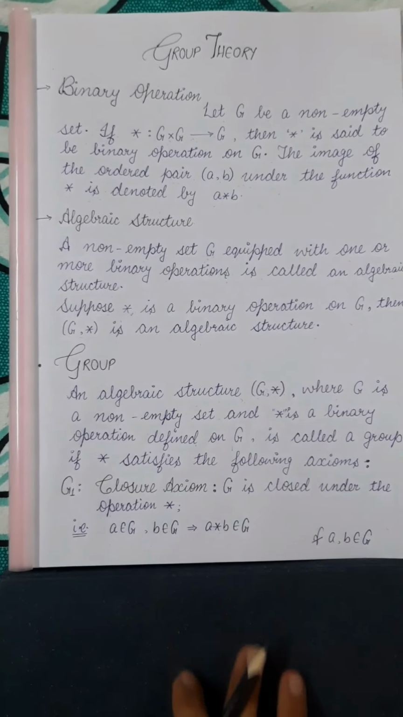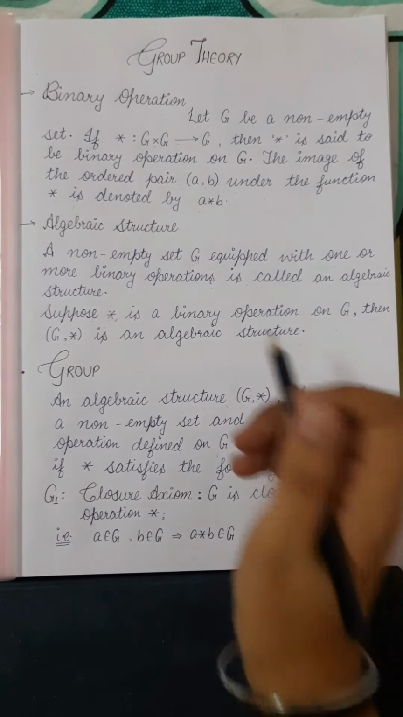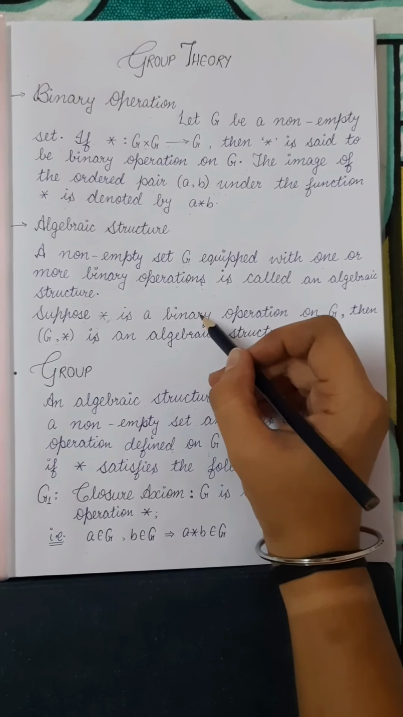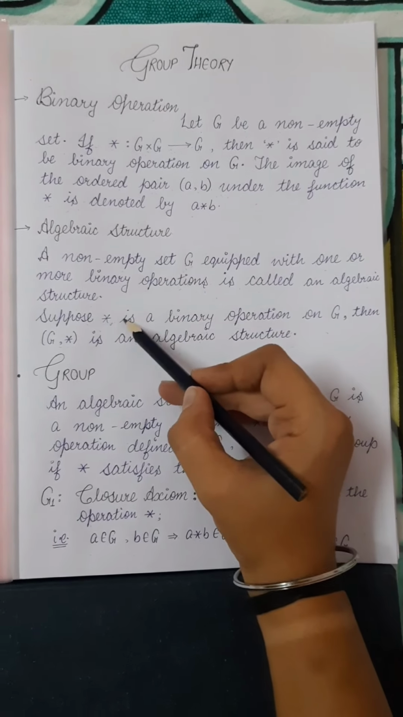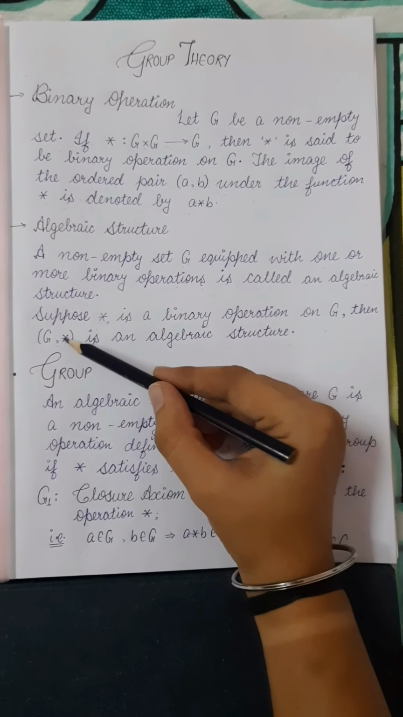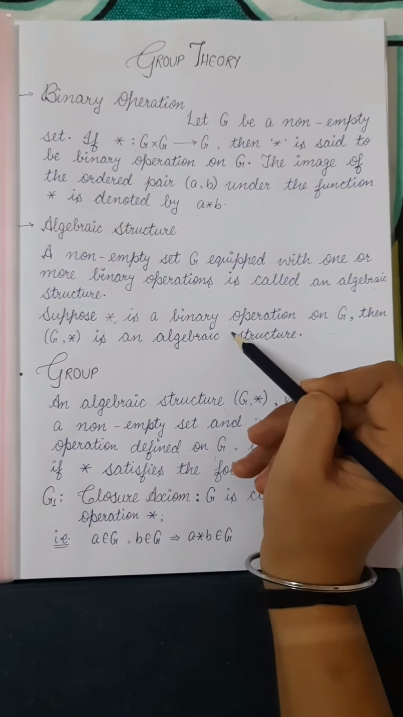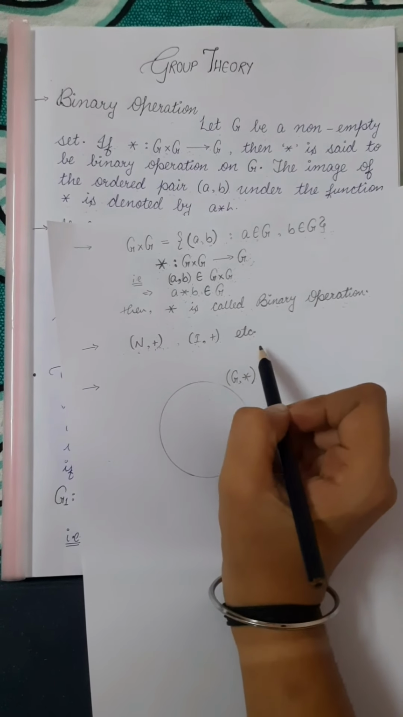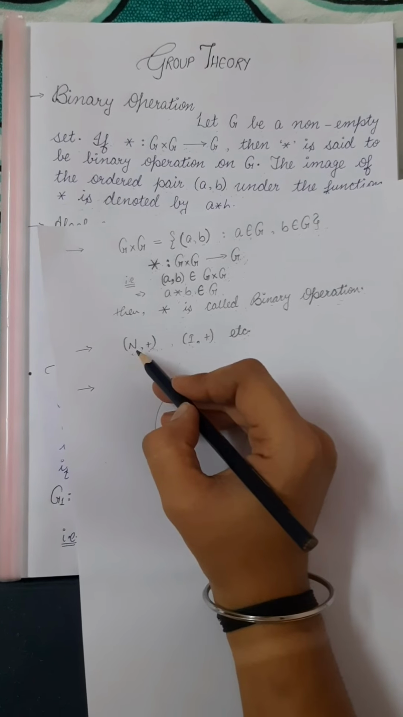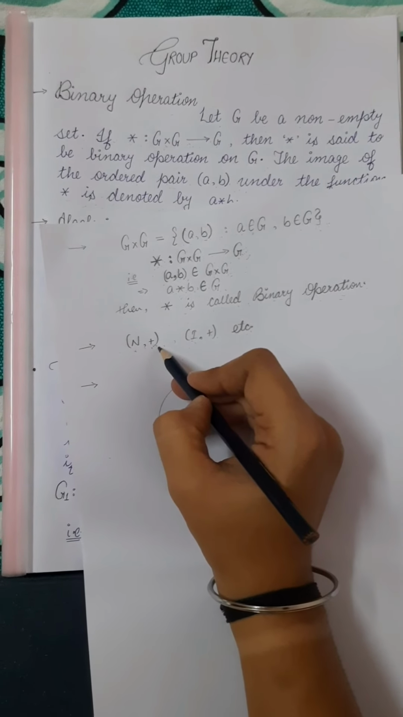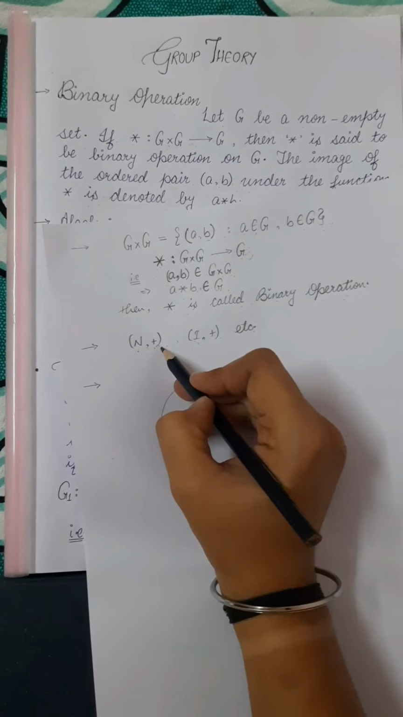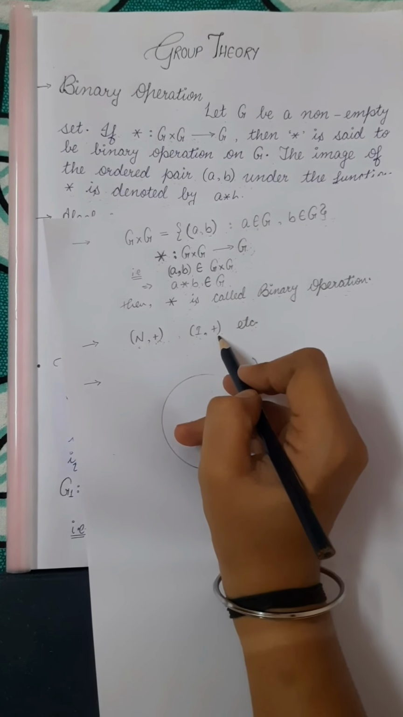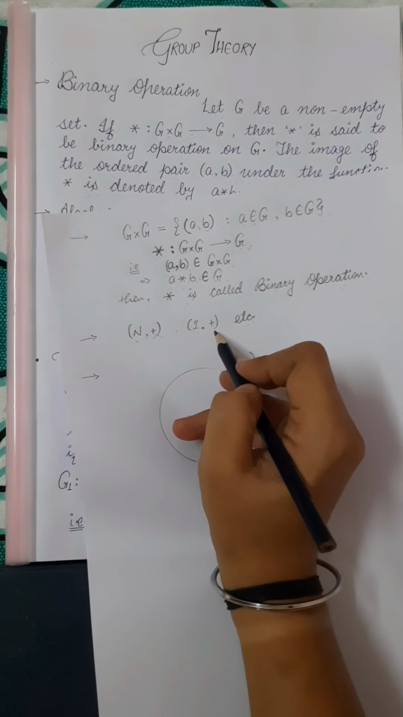Next, we discuss an algebraic structure. Any non-empty set equipped with one or more binary operations is called an algebraic structure. If set G is equipped with binary operation asterisk, then (G, *) is an algebraic structure. For example, (N, +), (Z, +), etc., where N is the set of natural numbers, which is equipped with binary operation addition. Similarly, the set of integers is equipped with binary operation addition, and so on.